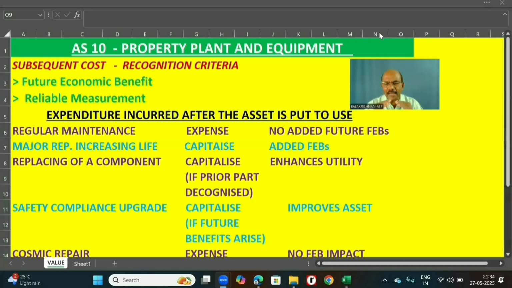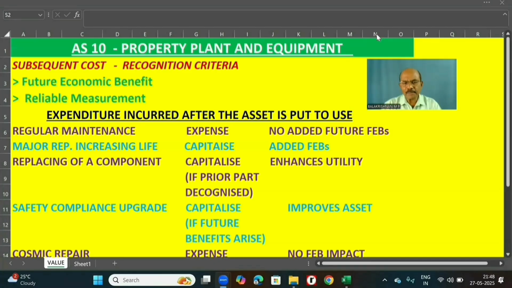According to Accounting Standard 10, a subsequent cost is capitalized, or added to the asset's carrying amount, only if both the basic conditions are met. What are the basic conditions? It is probable that the future economic benefits associated with the item will flow to the enterprise, and the cost can be measured reliably. Otherwise, expense it off in the profit and loss account in the period in which it is incurred. That's all. Example for better understanding.